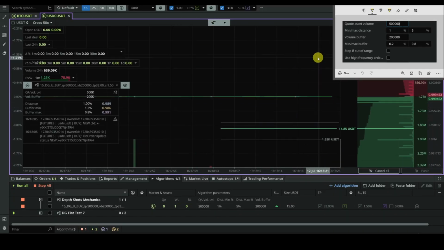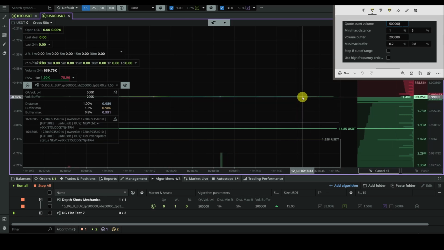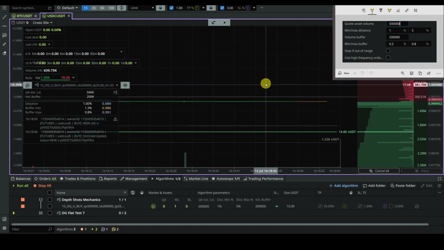All right, this is what I think is all we can say really about this 1% and 5% minimum and maximum distance and about the quoted volume. Note that these parameters here, 1 and 5, or whatever you want to put here, are the only parameters that have anything to do with the price. Anything else is not related to the price of the coin at all, whatsoever.